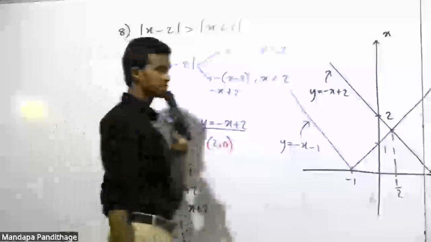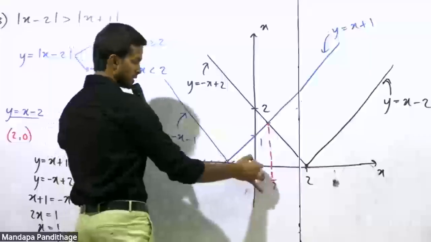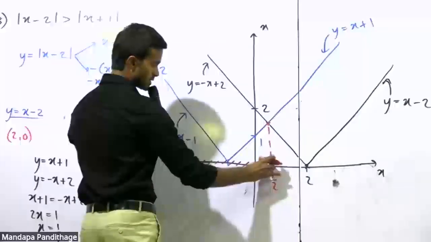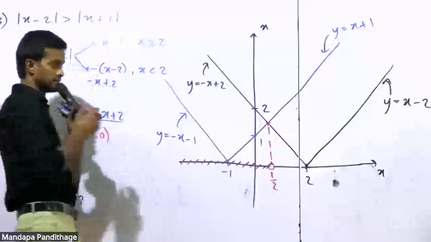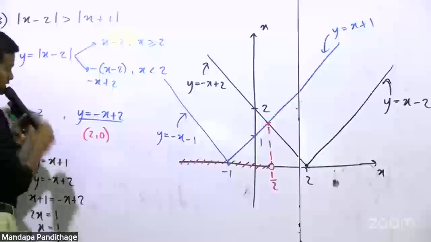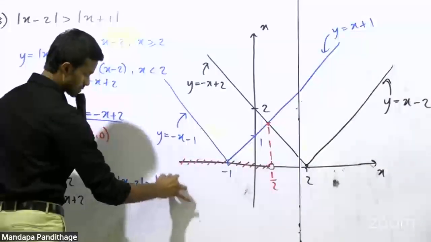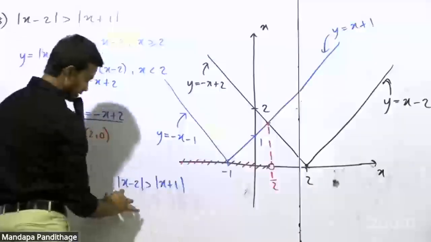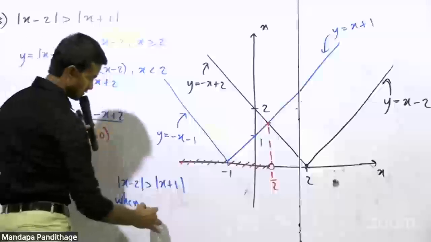And then look at the inequality. You're supposed to solve that modulus of x minus 2, the black colored one, is greater than the blue colored one. It's clear that in this region the black colored one is greater. Only after this point of intersection does the black colored one go below the blue colored one, which means it's less than. So you can write your final answer: modulus of x minus 2 is greater than modulus of x plus 1 when x is less than half. Only when x is less than half.